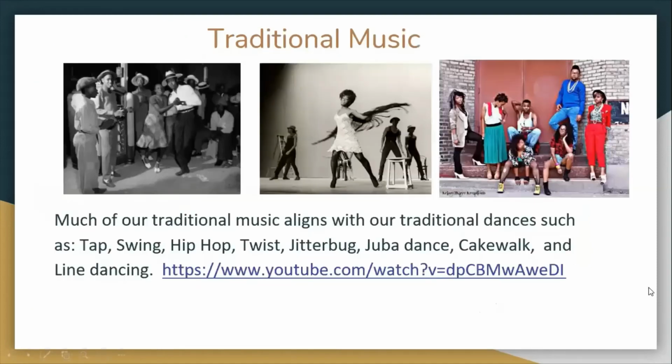And traditional music. Much of our traditional music aligns with our traditional dances such as tap, swing, hip hop, twist, jitterbug, juba dance, cakewalk, and line dancing.